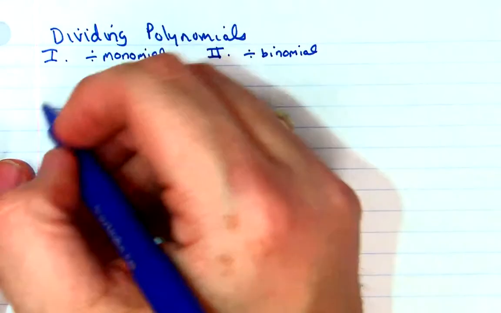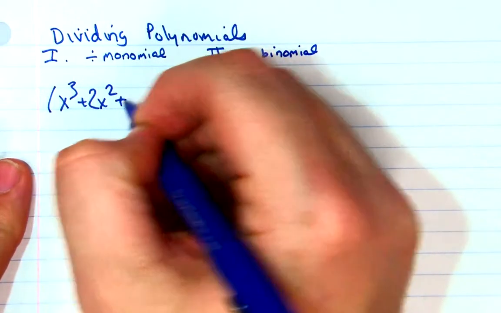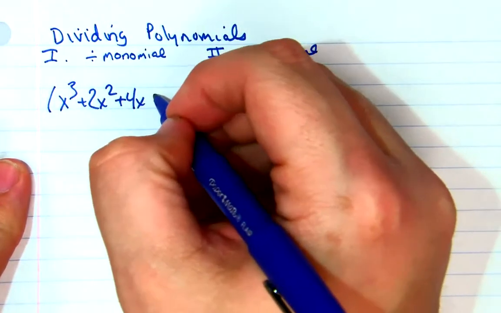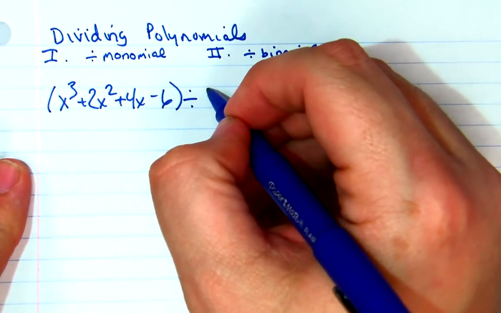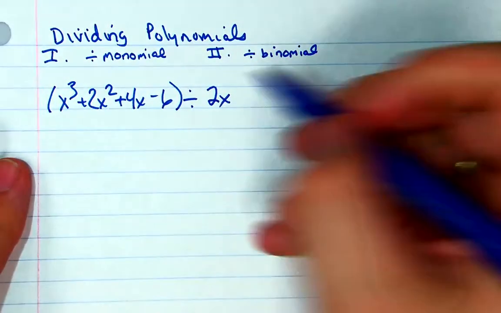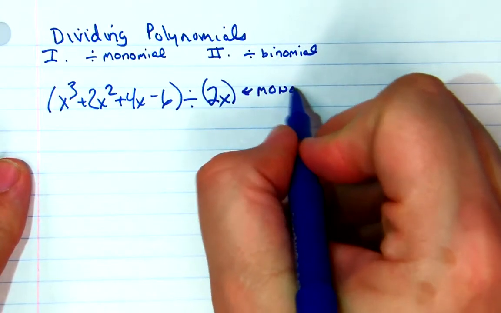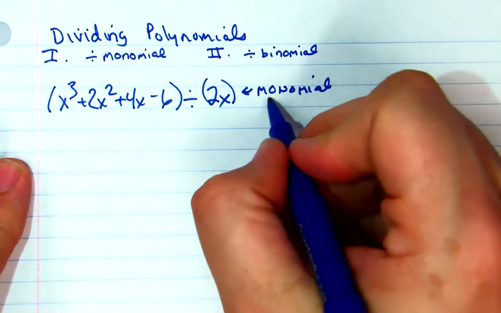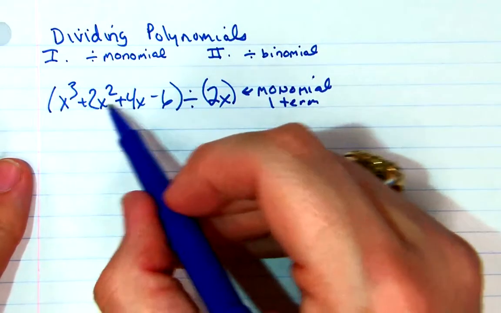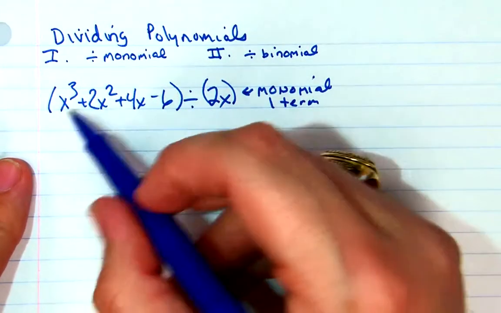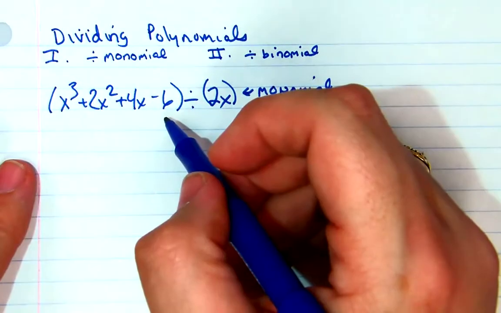Now, for dividing by a monomial, let's go x cubed plus 2x squared plus 4x minus 6 divided by, let's go 2x. So this value right here is my monomial because there's only one term. If we want to figure this one out, there's 1, 2, 3, 4 terms, so that's a polynomial because we don't have a special name for that.